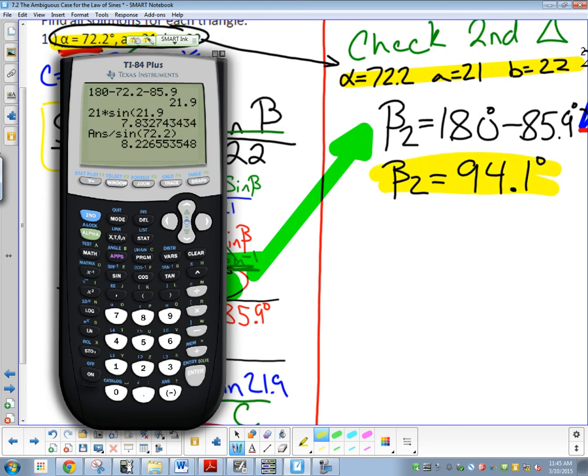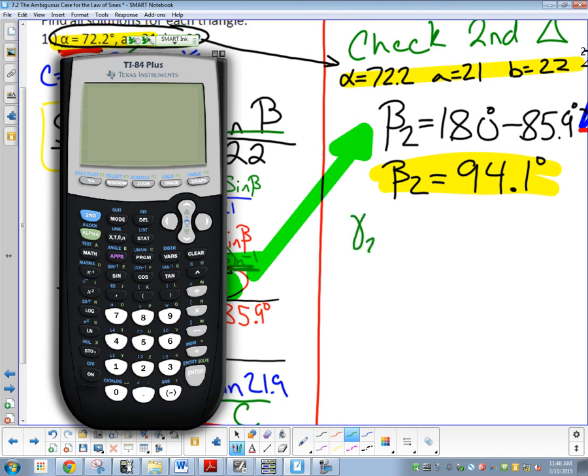So what thing do you think I should solve for next? I already got B. B is 22. I already got that. Can I solve for C next? Yeah, let's find the angle for C. Let's find gamma 2. I already have 2 angles. They told me alpha. They told me beta. I can find the third angle. What am I going to do to solve for the third angle?